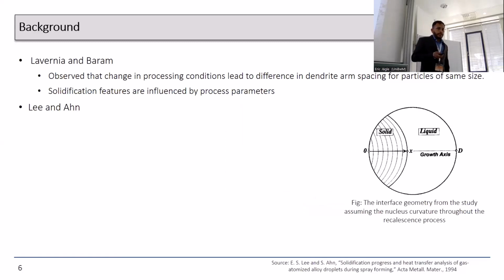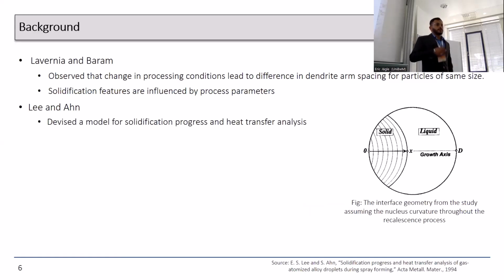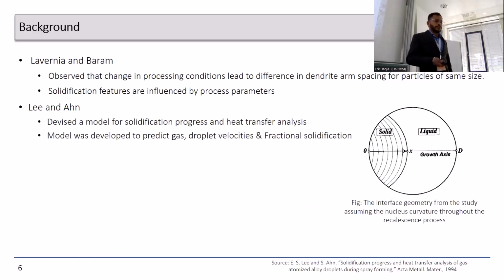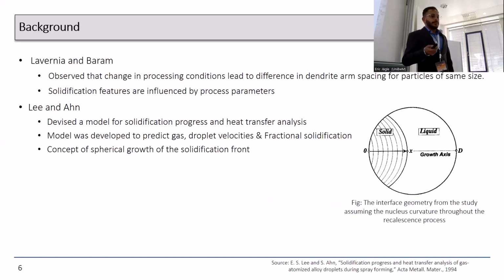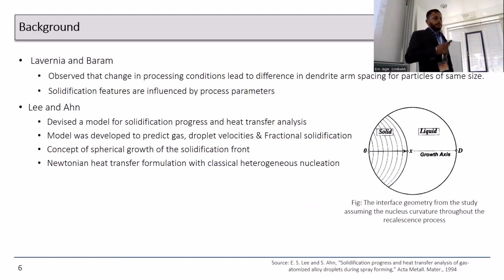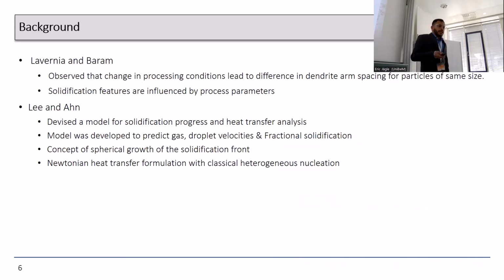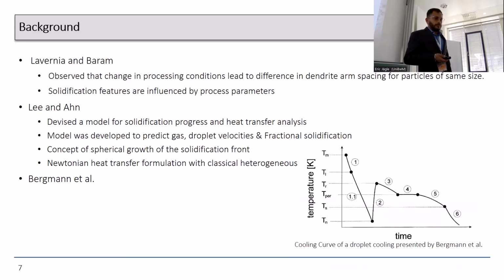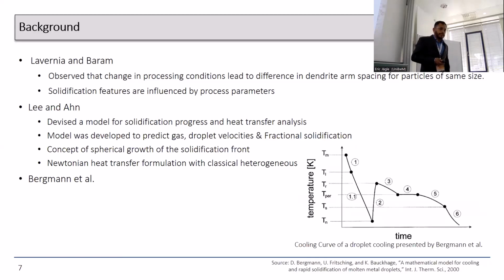Later, Lee and Ann in 1994 developed a model for solidification progress and heat transfer analysis. The model was expected to predict gas and droplet velocities in the process and fractional solidification. They introduced the concept of spherical growth of the solidification front in the droplet, and they coupled a Newtonian heat transfer formulation with classical heterogeneous nucleation theory to develop this model. Later in the 2000s, Bergman et al. improved the Lee and Ann model.